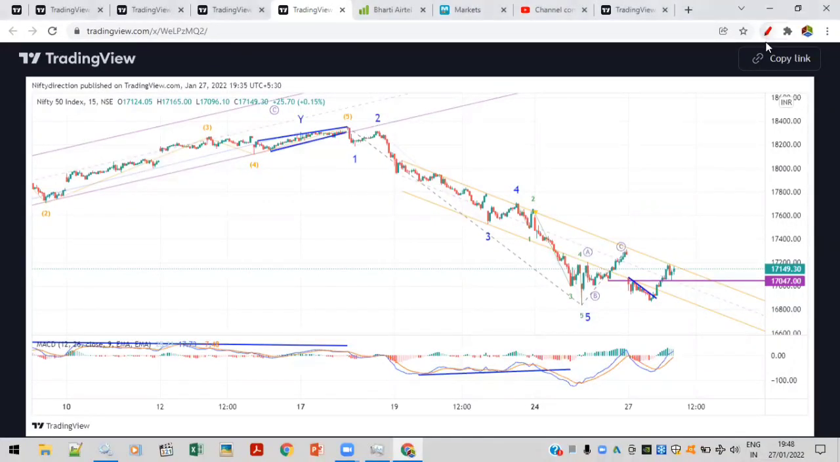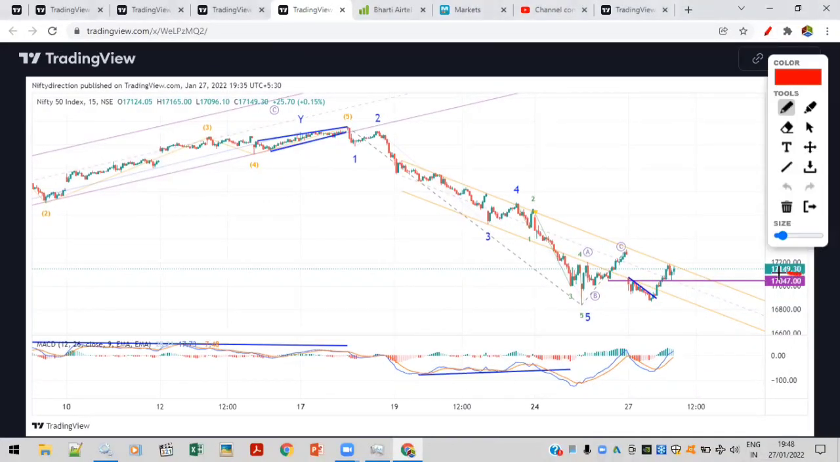So yesterday we discussed that once we break 17,047, we are going to drop on the downside. Unfortunately, we didn't break this low, but we got a decent correction on the downside. The low Nifty made is somewhere around 16,860. So those many points are very sufficient for the expiry day.